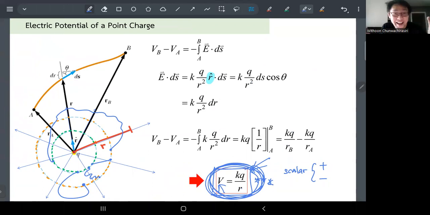That's it. So that's the whole point. The point is, when you see that line, I'm safe to use V equal to KQ over R to calculate potential from a point charge. Guys, that's my conclusion.